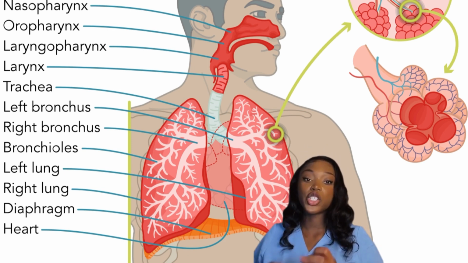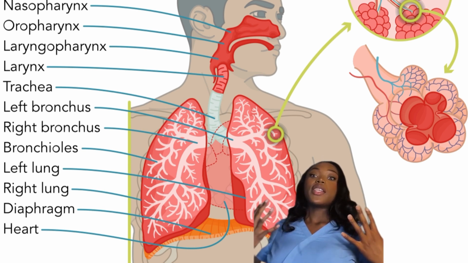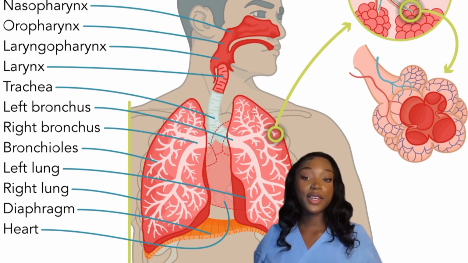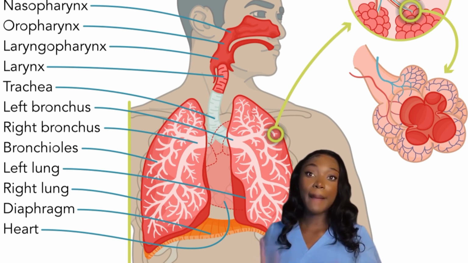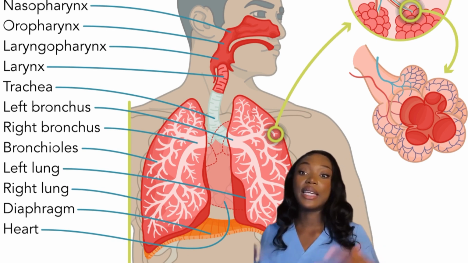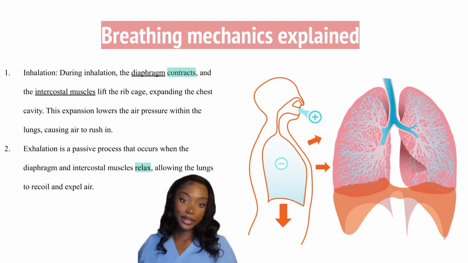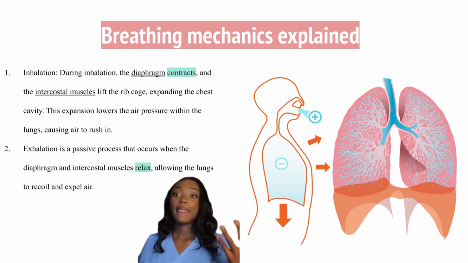So every time it contracts, that's the contraction, and then relaxation. So the diaphragm helps us breathe. It's basically the muscle that makes inhaling and exhaling possible. So let's talk about the breathing mechanics and more about the diaphragm, really. You need to know this for the TEAS exam.